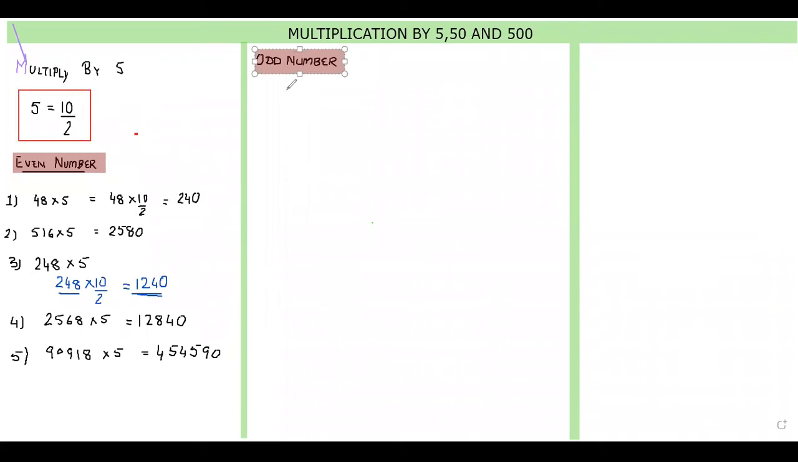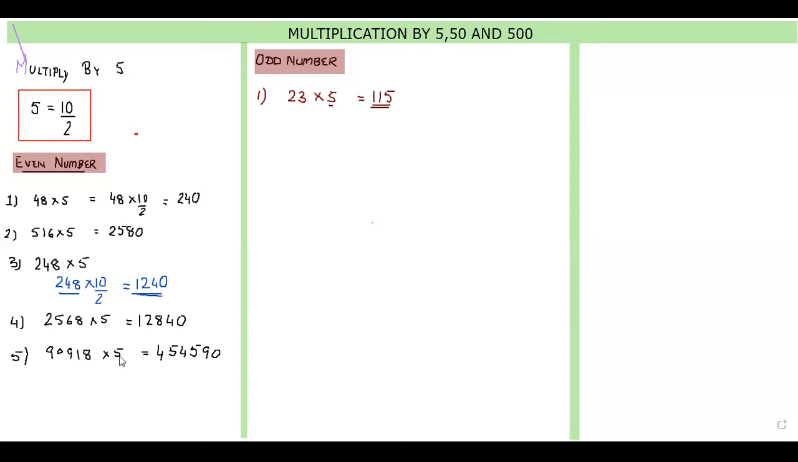Now let the number be an odd number. Even numbers understood, now let us see odd numbers. First, 23 times 5. When you multiply 23 by 5, consider 5 as 10 upon 2. When you divide it by 2, what will you get? 1 and 1 makes 11, and 1 is remaining. When the remainder is 1, put a 5 at the end.